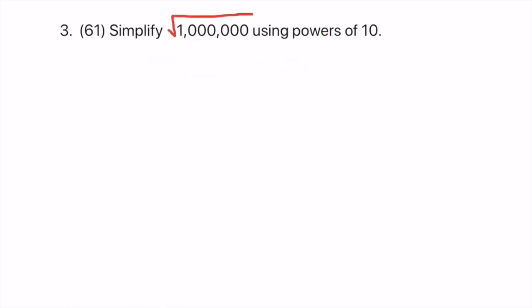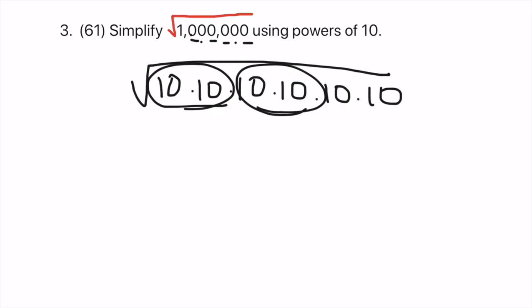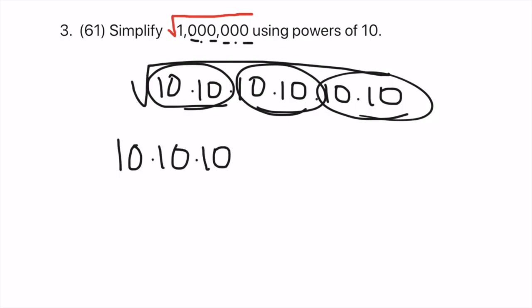Simplify the square root of 1,000,000 using powers of 10. So one trick is however many zeros there are, that's how many tens were multiplied together. So since there are 6 zeros, there's 1, 2, 3, 4, 5, 6. So here's a pair, here's a pair, and here's a pair. So that means 3 tens come out of the radical sign, and then there's nothing left over.